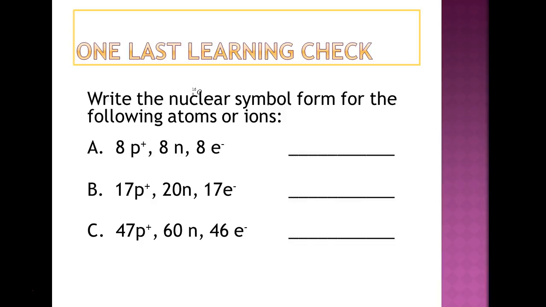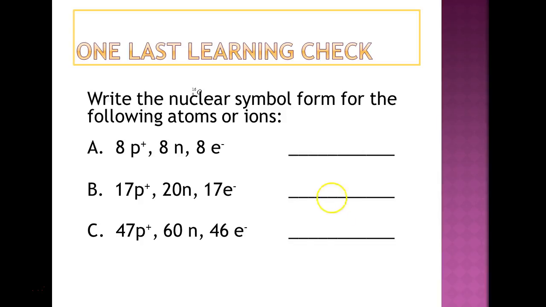Okay. All right, so one last kind of chance to learn here. Here you're going to need your periodic table to look at your proton atomic numbers. Okay, so letter A here, 8 protons, 8 neutrons, 8 electrons. Proton number 8 would be atomic number 8, which would be oxygen. We have 8 neutrons, so to get the mass number, we have to do protons plus neutrons. 8 plus 8 is 16.